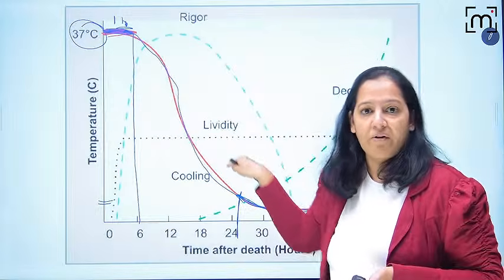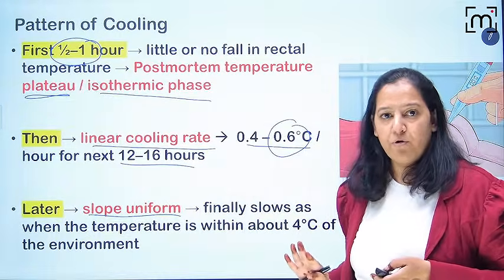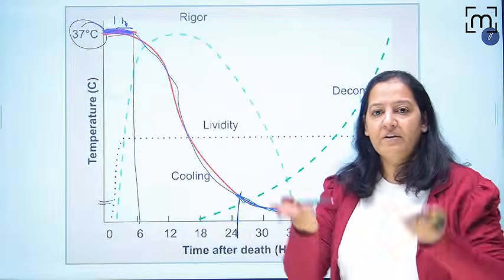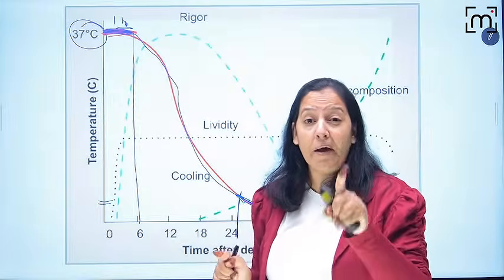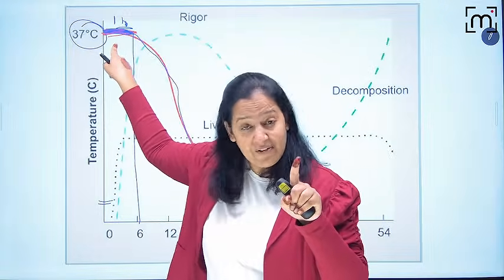Currently you focus on this one graph. That is the cooling graph, the algor mortis graph. So you should be able to draw that. So please see, tell me the graph. Initially, for half to 1 hour, it's the isothermic phase, or plateau phase, in which the temperature is the same, and tell the reason for that.